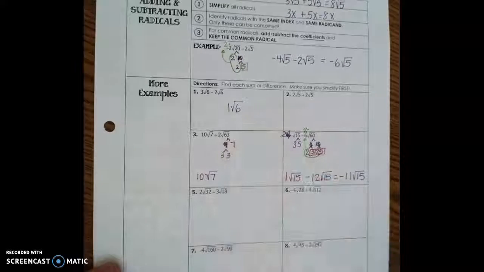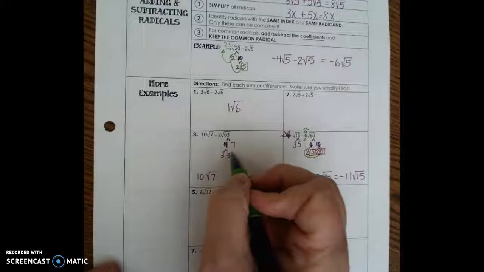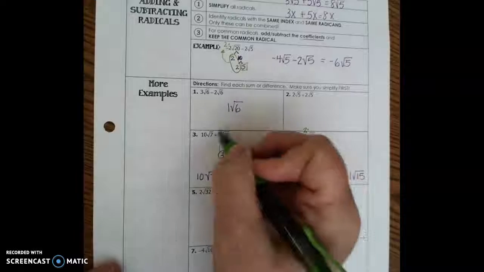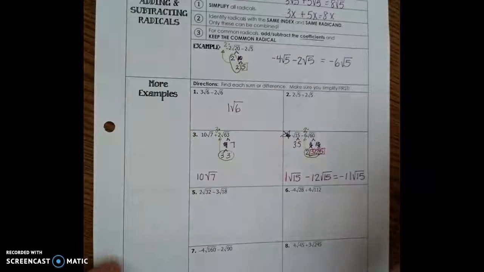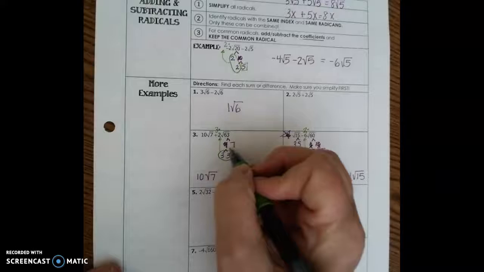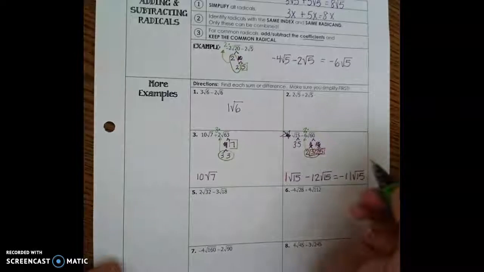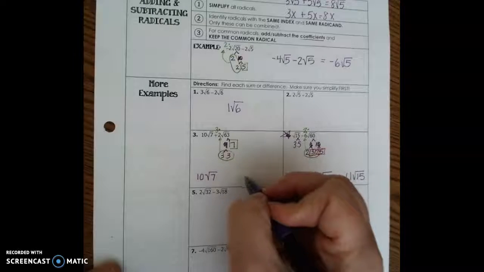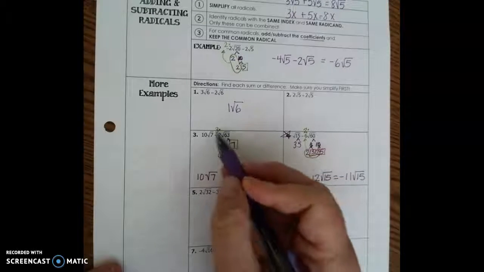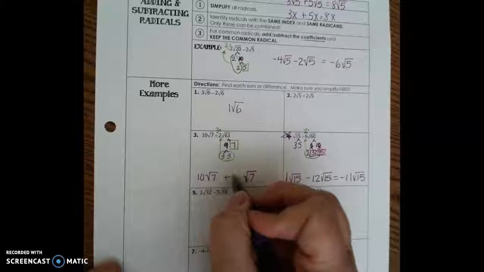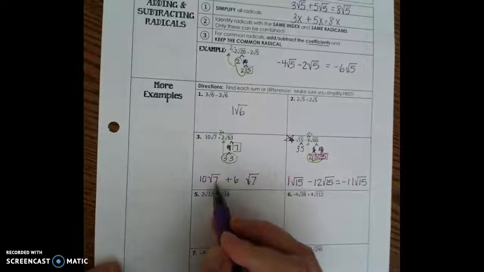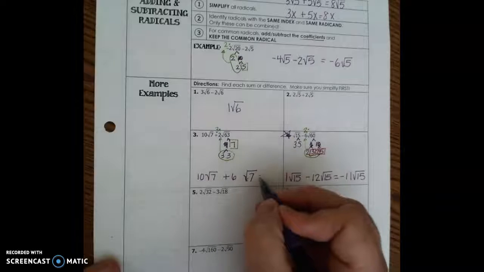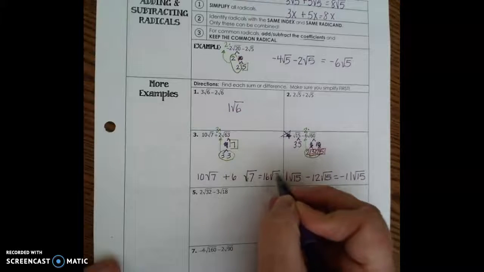Okay? I have a pair of 3's, which means 1 can be represented on the outside. It's going to multiply to the coefficient that's already there. I have the 7 without a pair. So the 7 is going to remain under the radical. And in front, I've got 3 times 2, which is a positive 6. Same index, same radicand, add the coefficients, so I get 16 root 7.